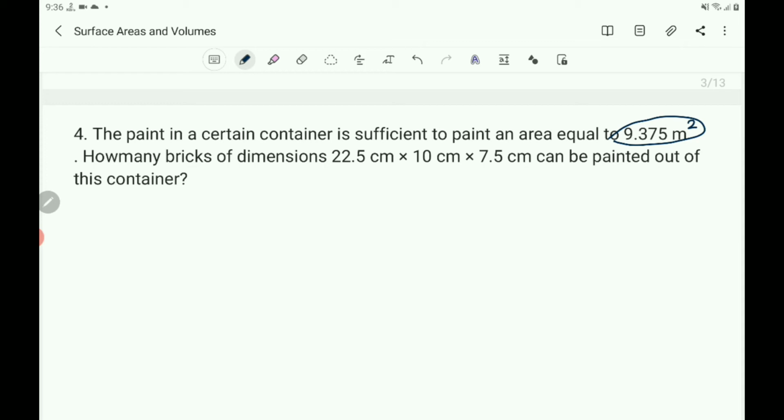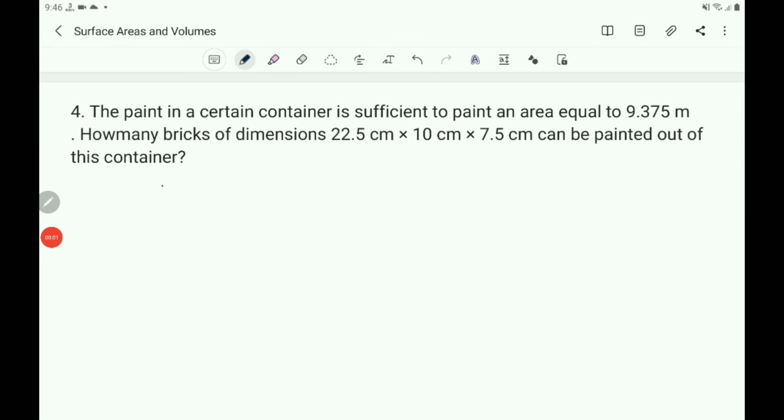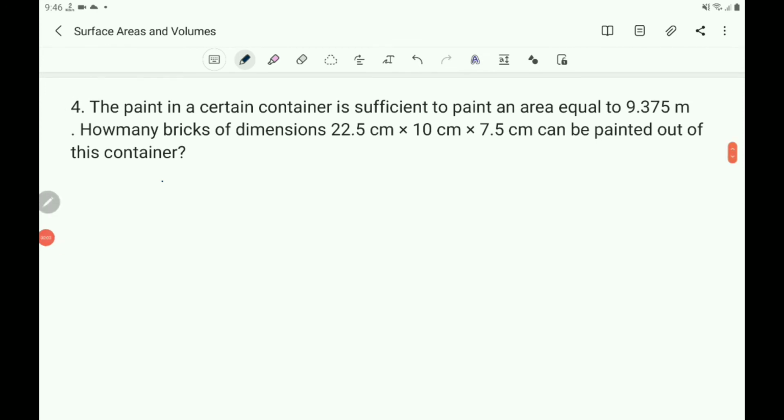So what you have to find out? How many bricks can be painted by using this paint? That is to be found out here. So first you get the area of one brick, then the total area that can be painted divided by the area of one brick gives the number of bricks that can be painted. Now let us write the solution.